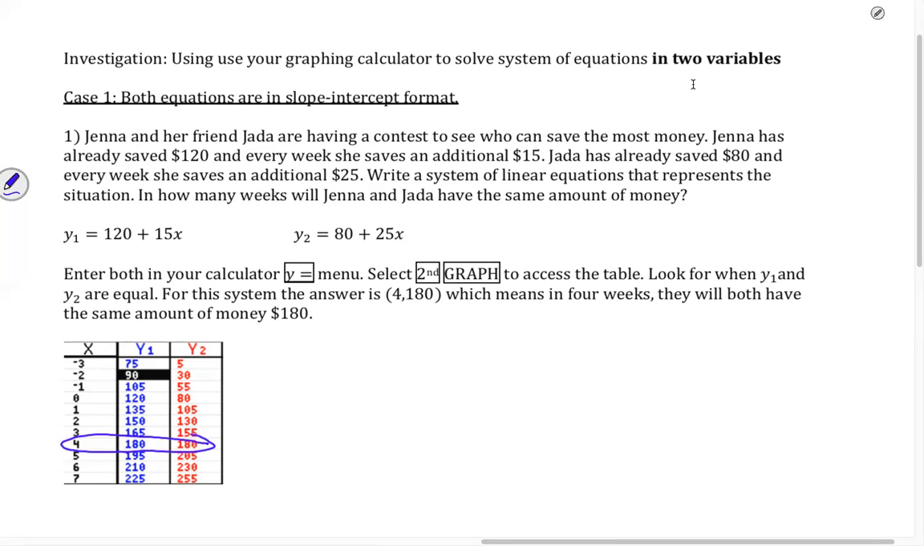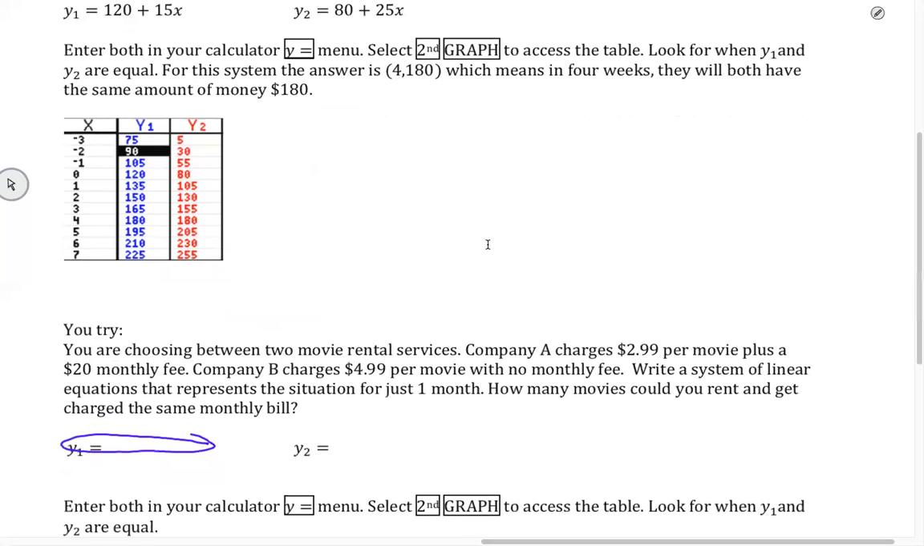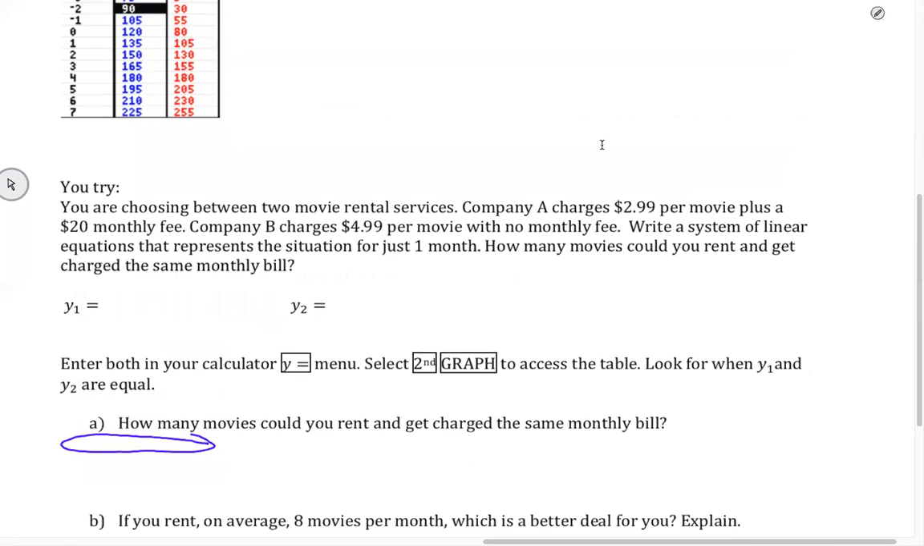Okay? So it says for the system, the answer is 4 and 180, which means in 4 weeks, they will both have the same amount of money. That's using a table. All right? So we can do the same thing here.